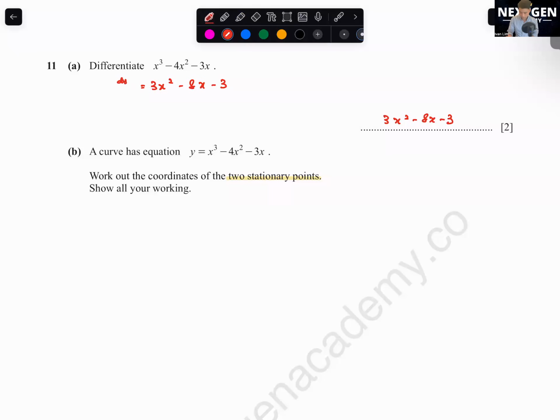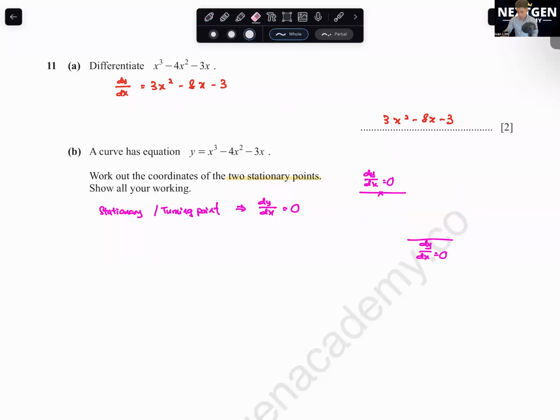Okay, this is dy over dx. You need to remember, if they say stationary point or turning point under a differentiation question, it means your dy over dx equals 0. Because the gradient, this means like that. This part here, dy over dx equals 0. This one, dy over dx equals 0. You can just roughly sketch it out. That means gradient equals 0.